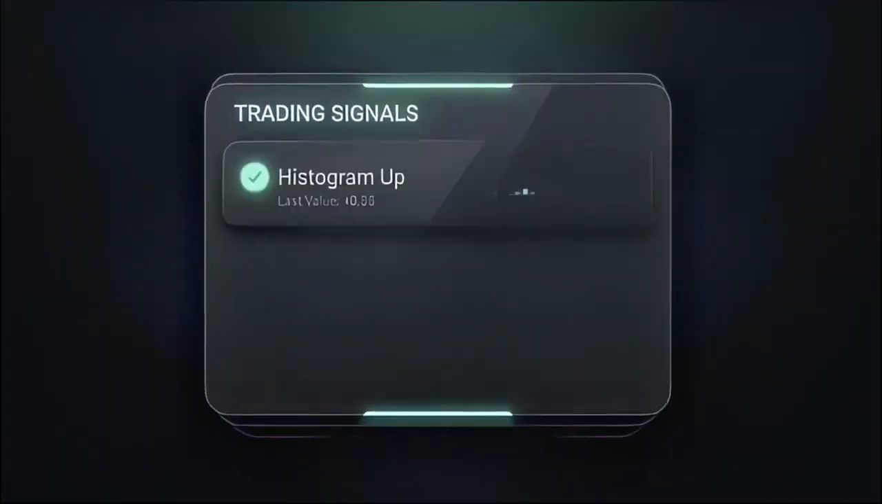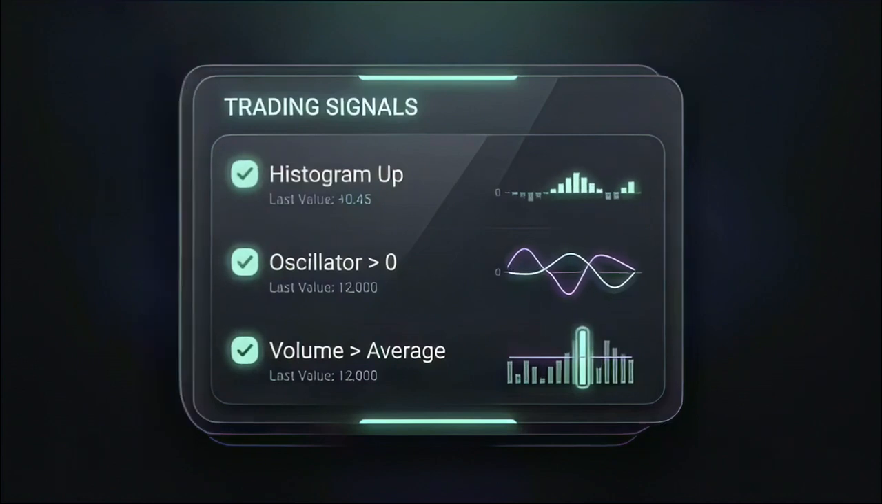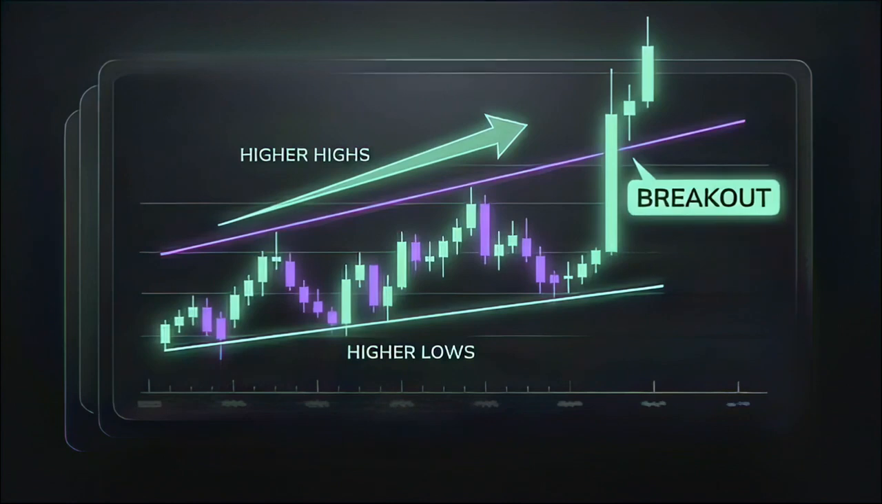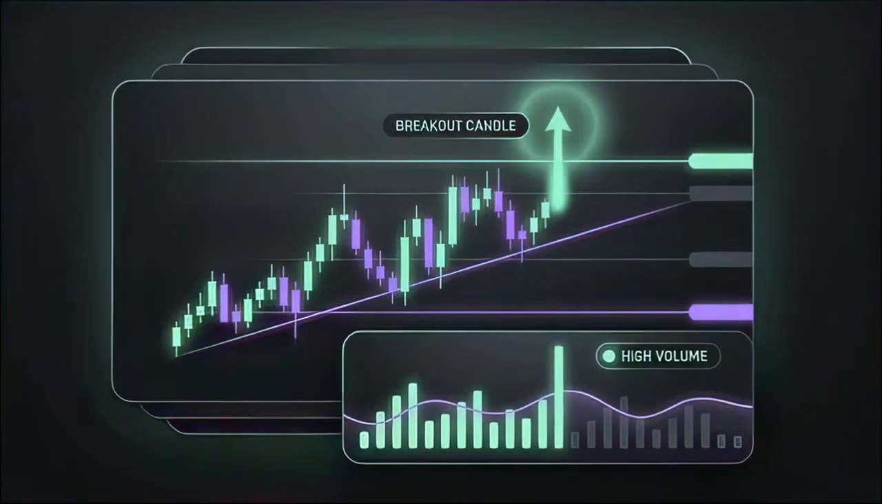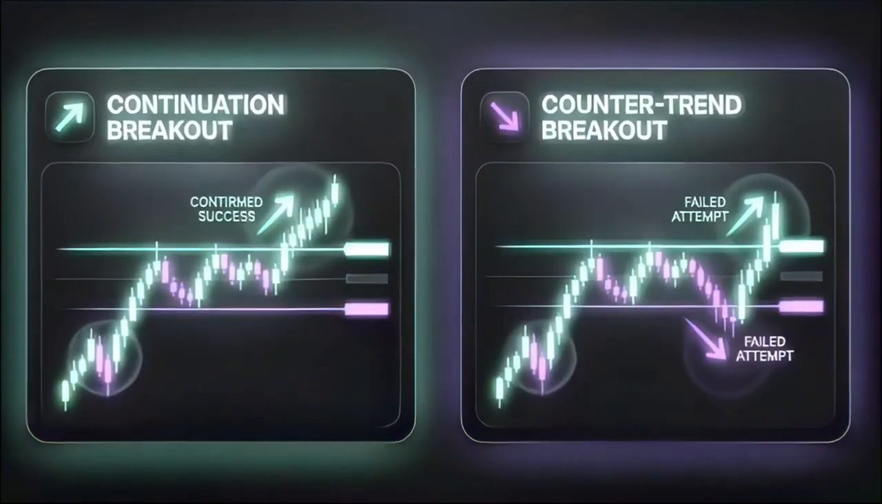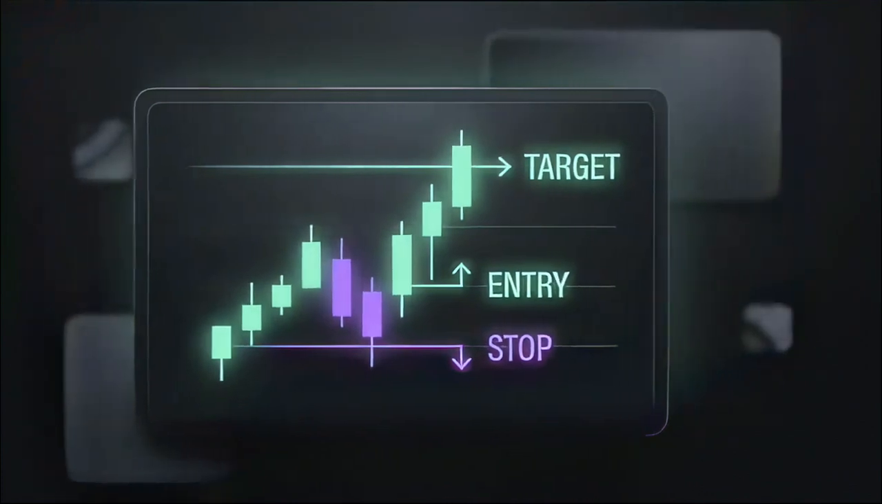The setup is the same 3 conditions: histogram crossing up, oscillator above 0, volume above its average, but add one filter that saves you on this time frame. Only take the breakout in the direction of the last clean swing. If price has been making higher highs and higher lows and then breaks up on volume, that is continuation. And continuation breakouts hold far more often than the ones that fire against the recent structure. Enter on the close of the breakout candle, stop beneath its low, and target the next level.